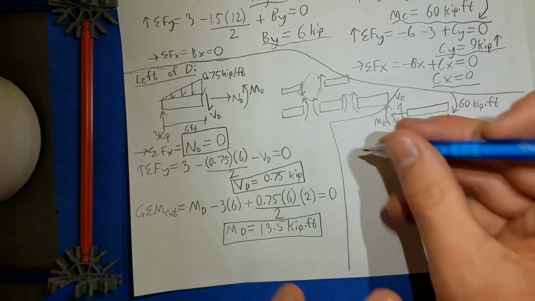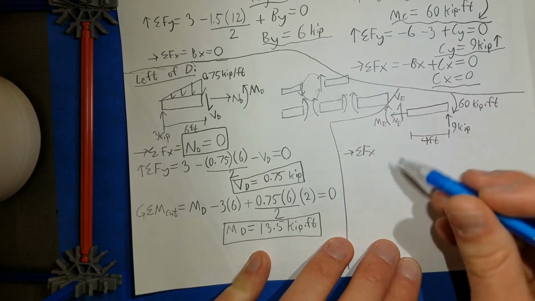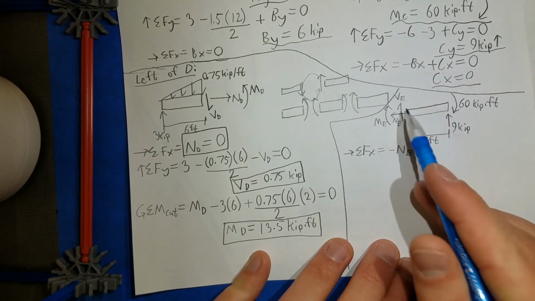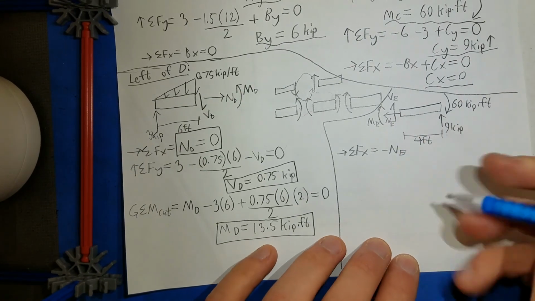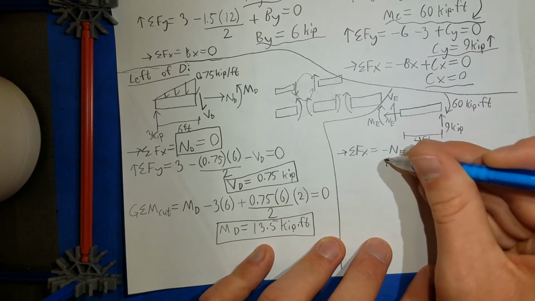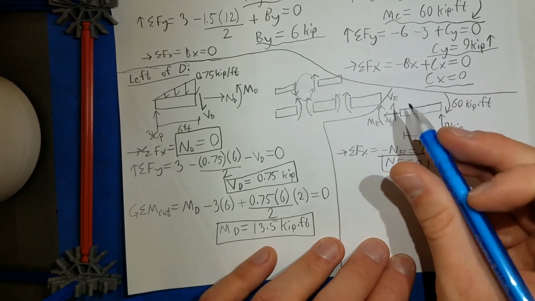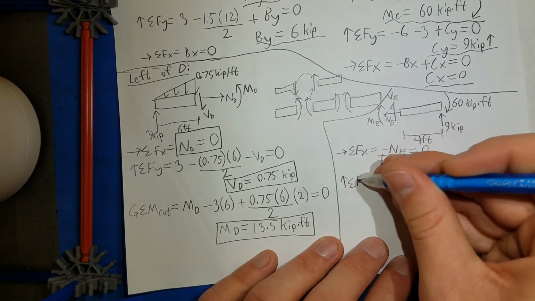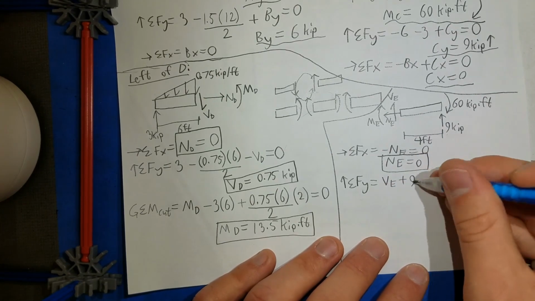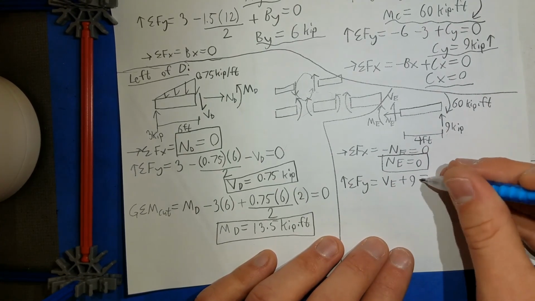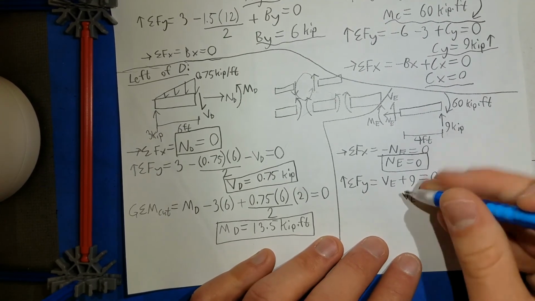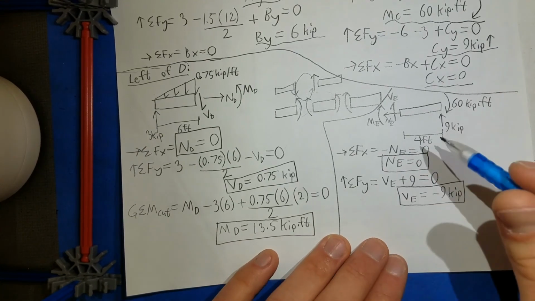I'm going to start with the sum of the forces in the x again. So sum of the forces in the x is going to be equal to our negative NE, and it's negative because it's pointing to the left. And there's no other forces, so it's equal to 0. And we basically just get that the normal force is equal to 0 here. We're going to go ahead and sum our forces in the y now. That's going to be equal to VE plus our 9 kips from the reaction, and that's going to be equal to 0. So VE is therefore negative 9 kips. And again, no arrow, just the negative sign.